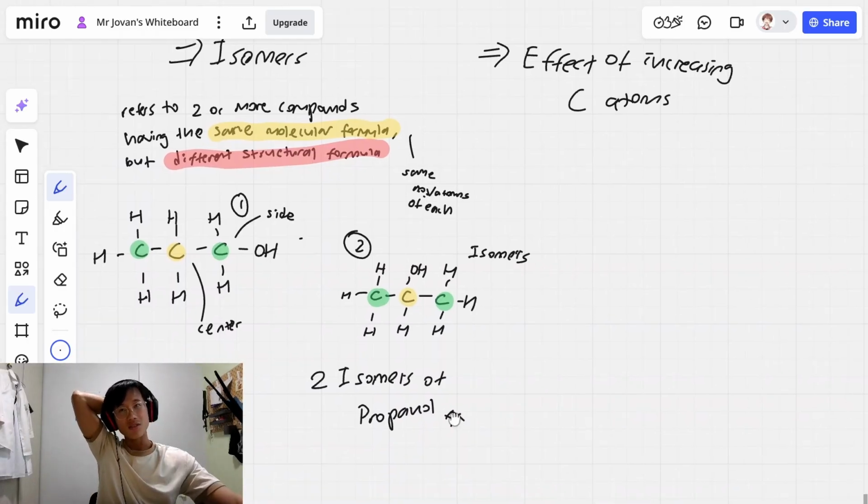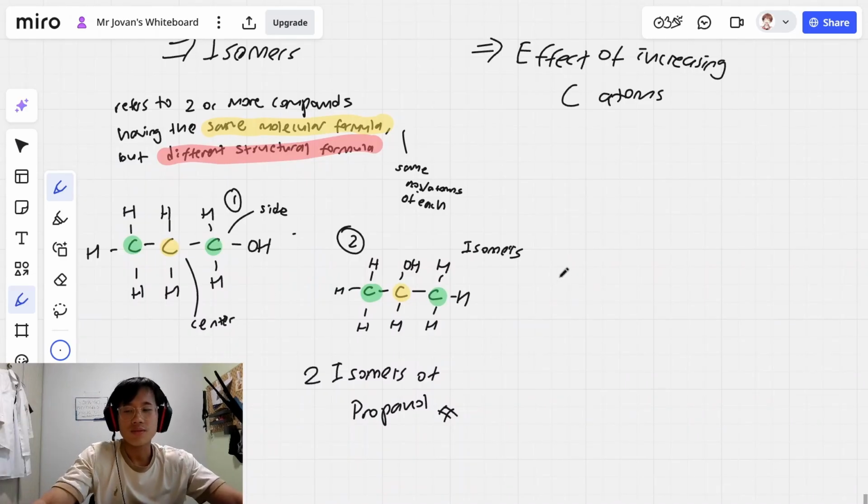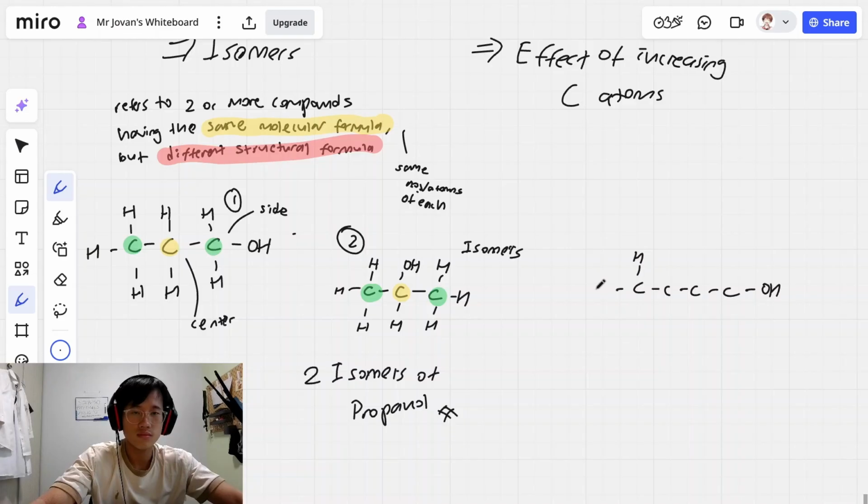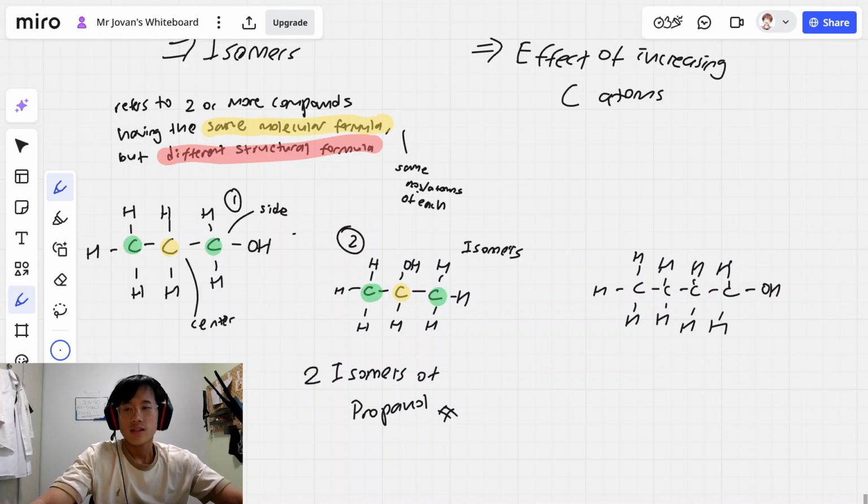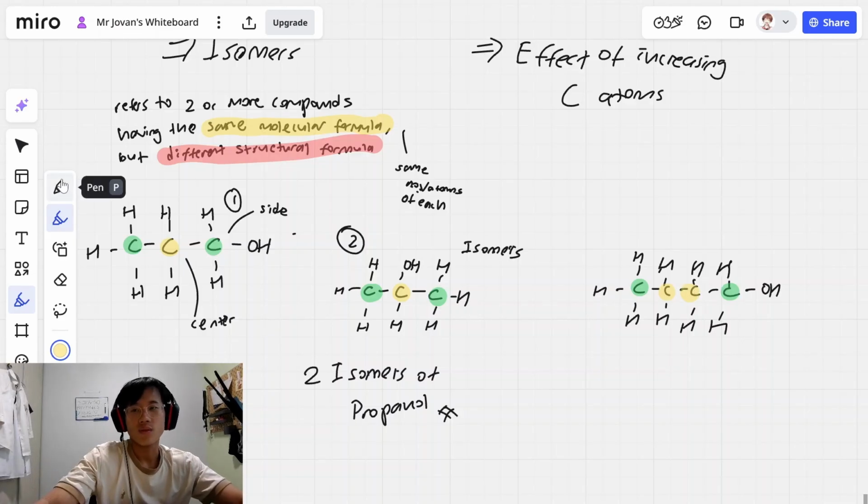Okay, let's expand deeper into this for a moment. I'm going to use an example of four carbons, and we'll use alcohols again. So this is butanol. Help me label the center carbons and the side carbons. Okay, obviously this is the side. Wait, now there's two in the middle. So I'm going to label both of them as middle carbons. Why are both of them middle carbons?